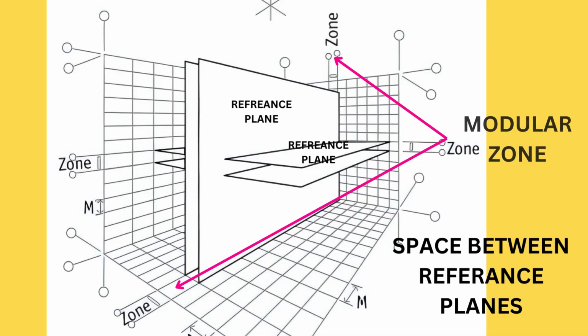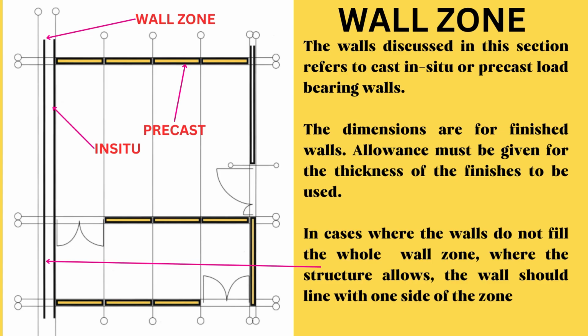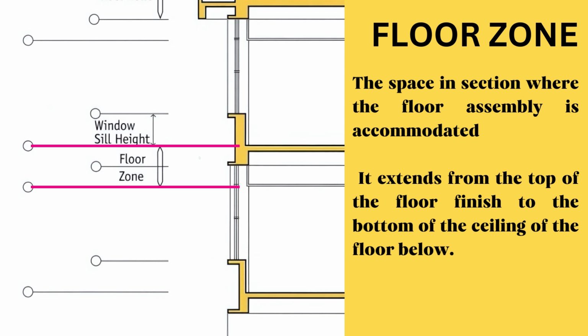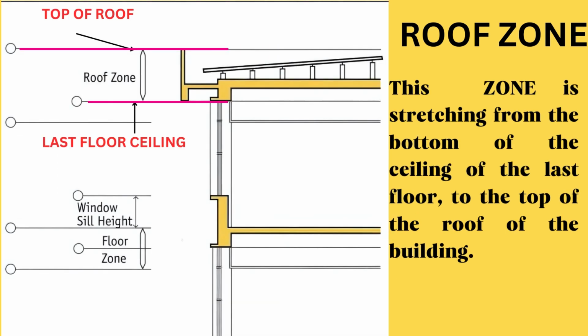Third lesson, zones. A zone is a space between reference planes, within which a building component is arranged. The space may at times be left unfilled also. The wall zone, this is a zone where the wall is accommodated and it includes the wall finishes. The floor zone, this is the space in the section of buildings where the floor assembly is accommodated. It extends from the top of the floor finish to the bottom of the ceiling of the floor below. The roof zone, this is the zone stretching from the bottom of the ceiling of the last floor to the top of the roof of the building.